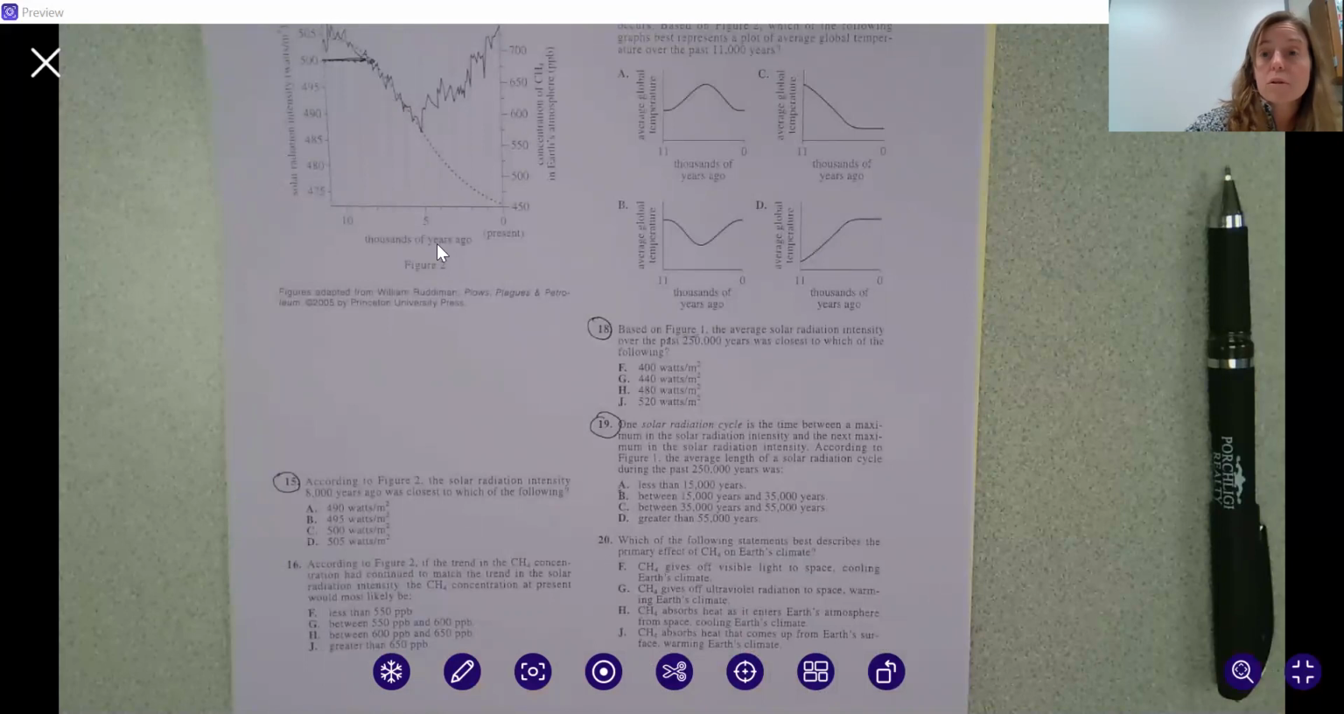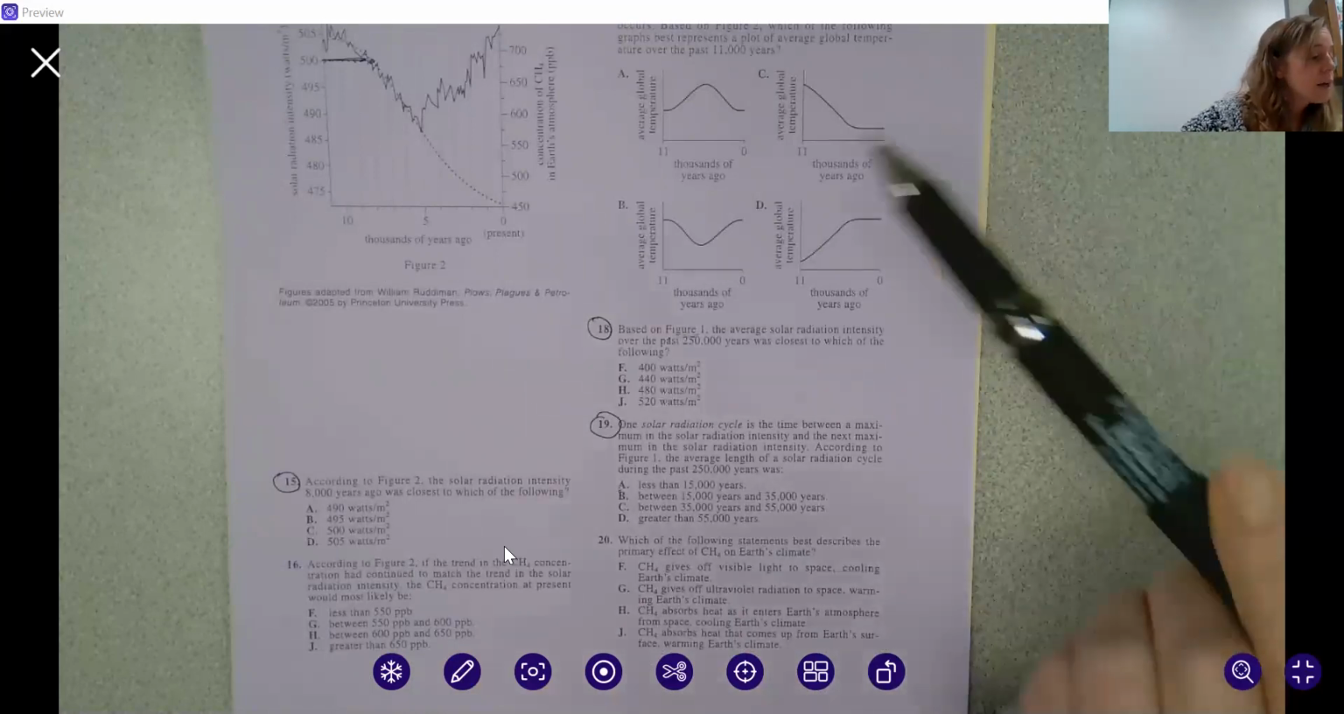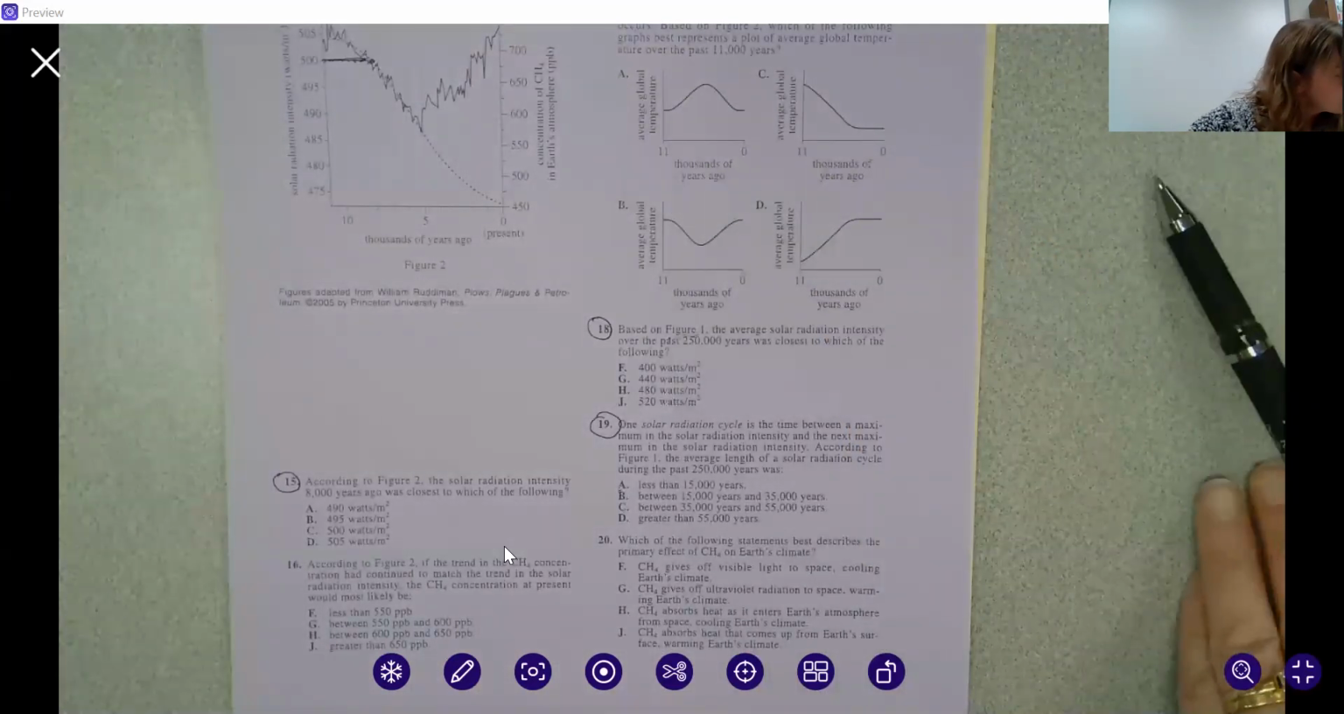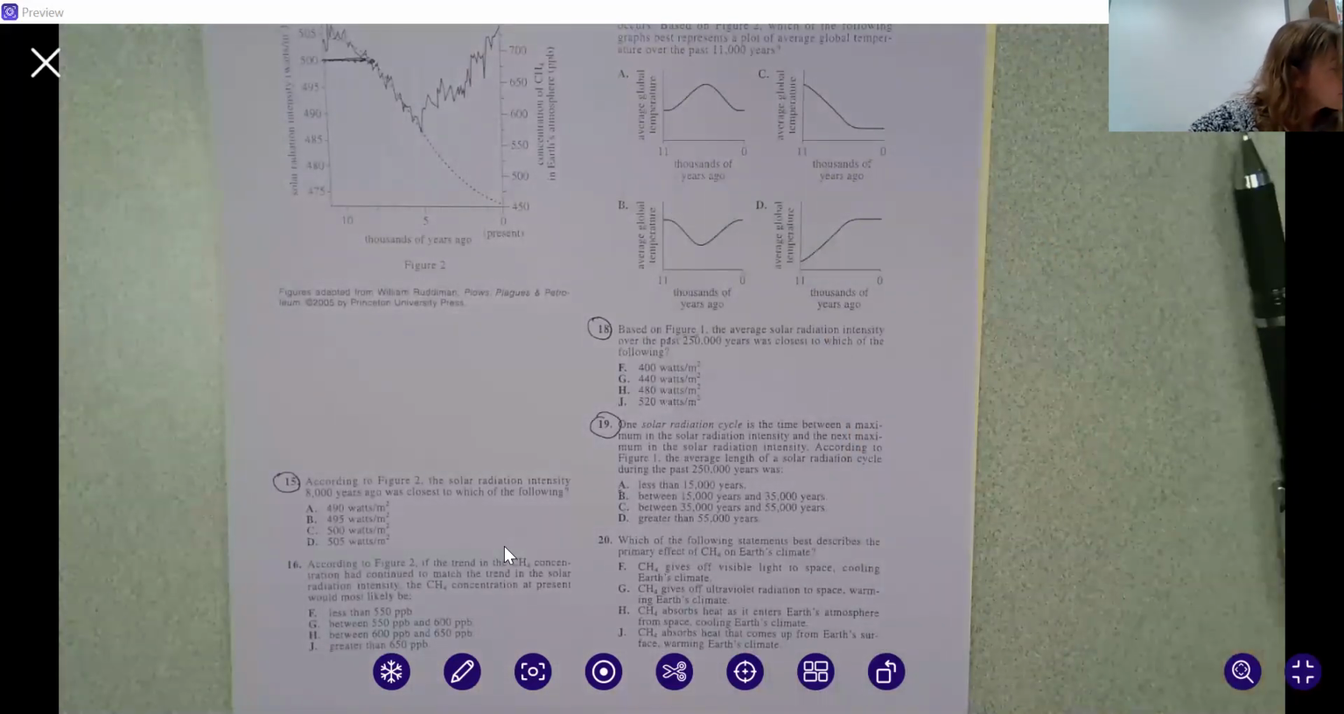So once again, we're going to be using figure 2. Okay, it says if the trend in the CH4 concentration, that's still on the y-axis, but now we're on this side, okay? It says if it had continued to match the trend in the solar radiation intensity, the CH4 concentration at present would most likely be. So we're predicting the pattern.